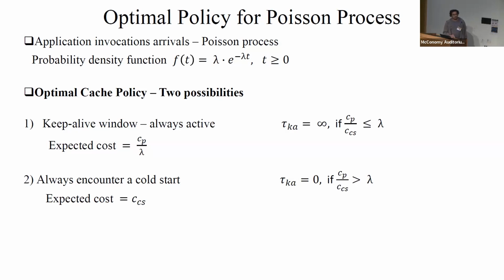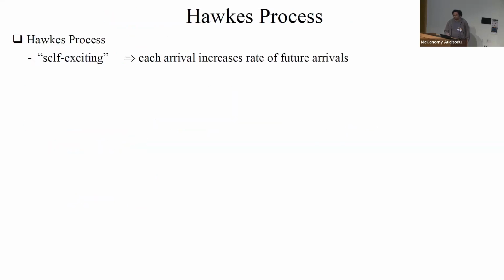Here, the expected cost for the policy is CP times the expected inter-arrival length, which is CP times 1 by lambda. And the other possibility of an optimal policy is to have a keep alive window length of 0. This is if CP by CCS is greater than lambda, and the expected cost here is just the cost for the cold start. So let us now move on to the Hawkes process. The Hawkes process is a non-Markovian extension of the Poisson process, and its characteristic is that it is self-exciting, meaning that each arrival increases the rate of future arrivals.